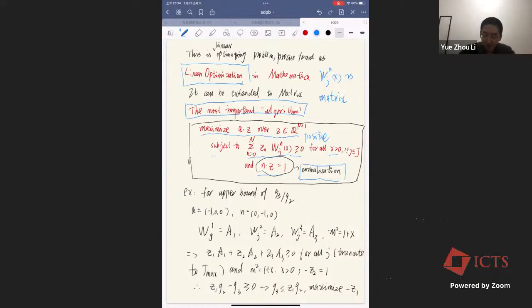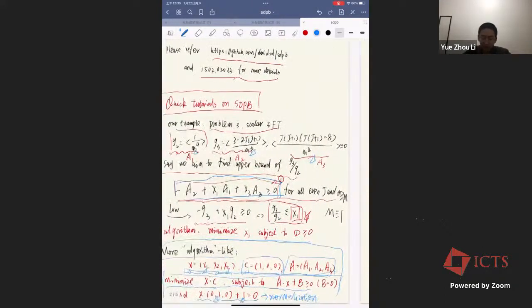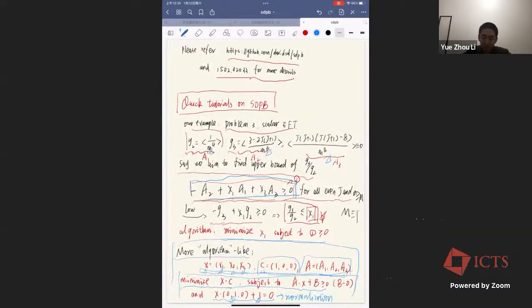So let's also take a look at the bound on G3 over G2, but now think of it using this SDPB algorithm. Now we take a to be minus 1, 0, 0, and we take n to be 0, minus 1, 0. And W_j1 is a1, W_j2 is a2, W_j3 is a3. And m squared is just 1 plus x. Or more precisely, if we restore the heavy mass, the gap, it should be this. So let me just remind you, this is A1, this is A2, this is A3.